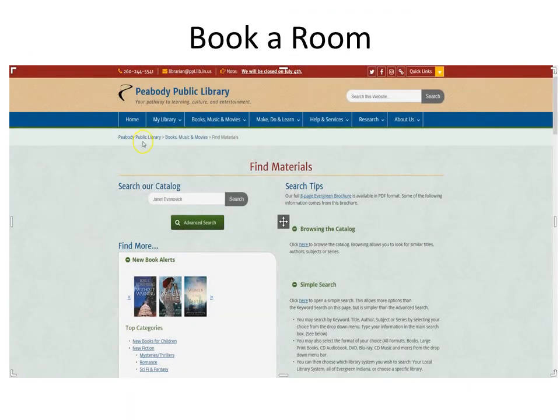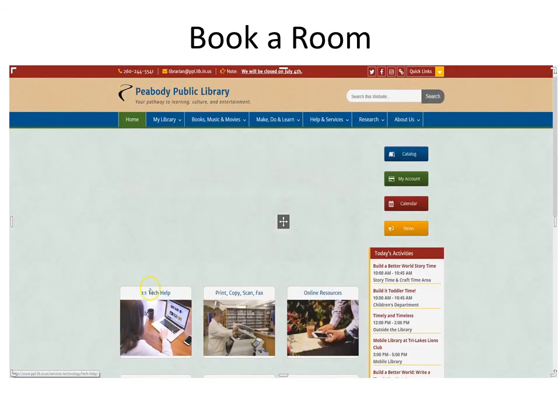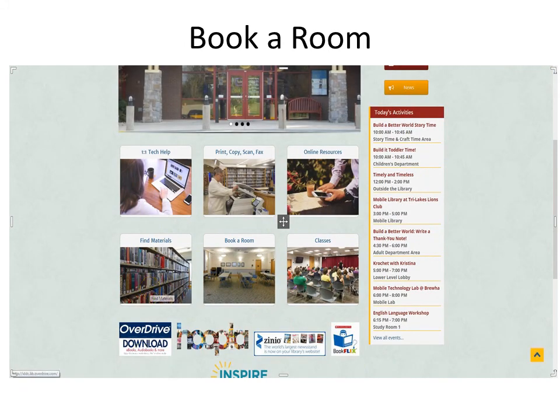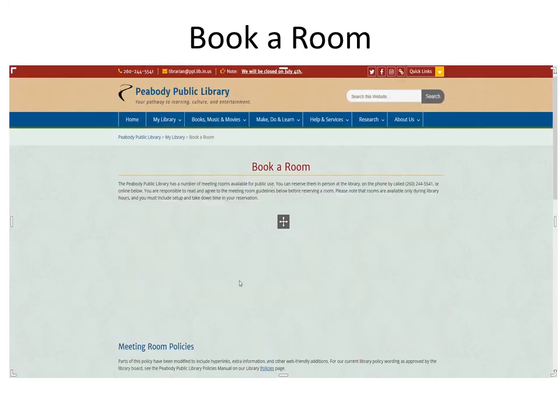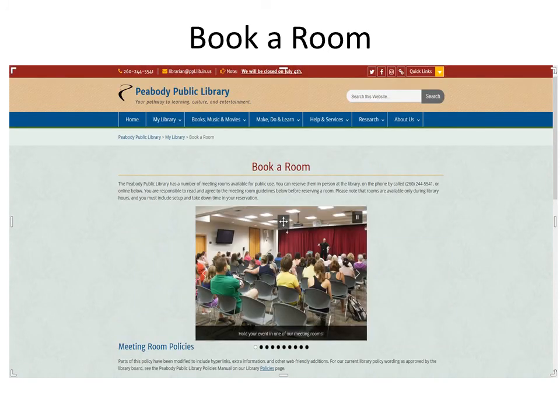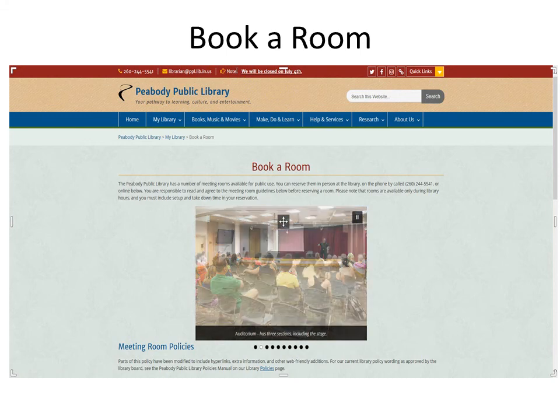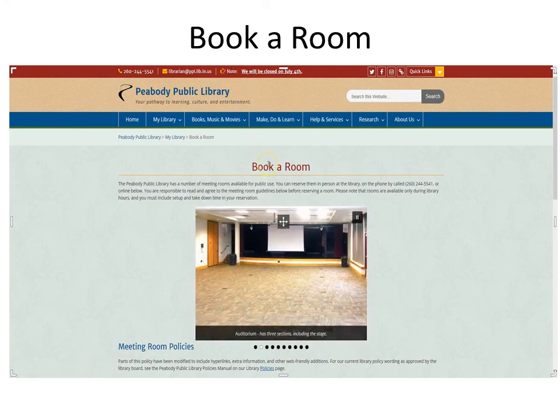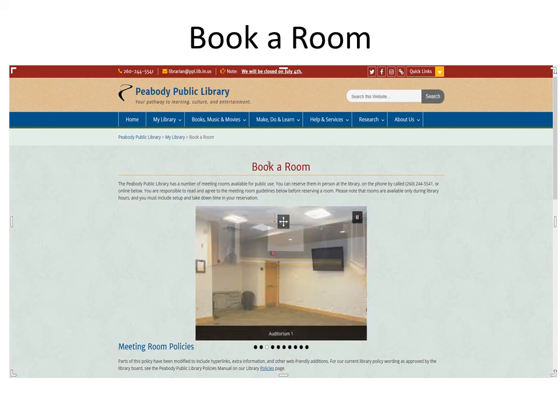Okay, so now we're going to go back to the home screen, and we're going to actually go into book a room. I don't think we've really talked too much about filling out the process of booking a room. Peabody Public Library has a number of meeting rooms available for public use. You can reserve them in person at the library, on the phone by calling us, or online, which you can do straight from here. You are responsible to read and agree to the meeting room guidelines before reserving the room.